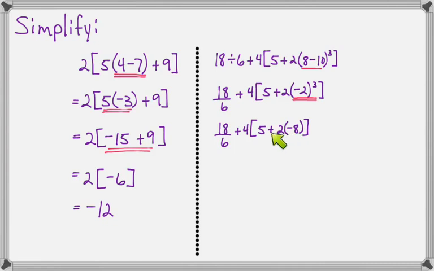Alright, now I've got plus and I've got times. Which comes next? Well, times comes before addition. So 2 times -8 will be -16.